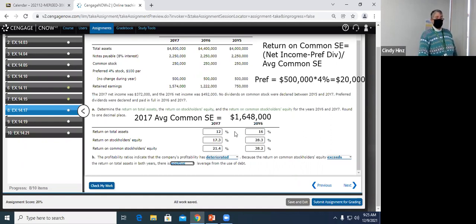Because, let's take the most recent year example, while our total assets returned only 12%, the return for the common stockholders was 21.4% because they were using debt, and maybe they only had to pay 6% on their debt, 6% interest rate. The other 6% goes to the common stockholders. It is riskier, but it does increase the possibility of higher returns.